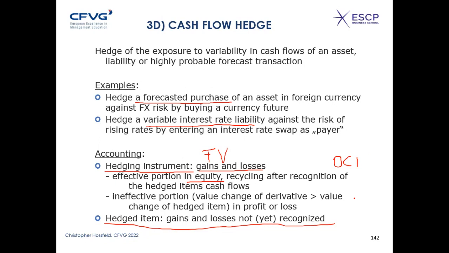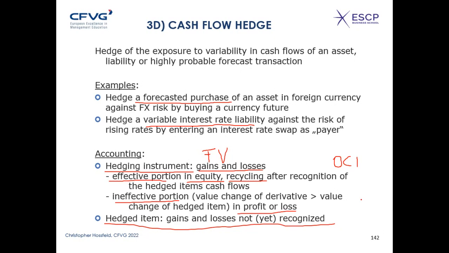Why in OCI? Well, because the OCI here is more or less a waiting position. I will use those gains and losses in OCI when the actual cash flows happen, and then I will recycle the amounts in OCI. Okay, so fair value the derivative in the balance sheet, all fair value gains and losses go in OCI. OCI is recycled when the cash flows actually realize. However, we do this only for the effective portion of this hedge. For the ineffective portion, the gains and losses go in profit and loss.